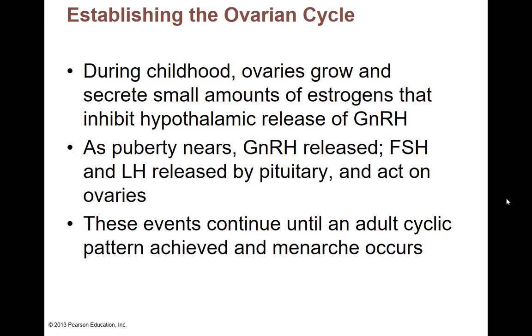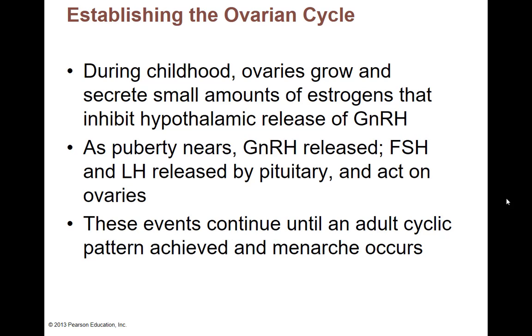During childhood, ovaries will continue to grow. When you're born, your ovaries are really small. As you get older and older, your ovaries start to grow. That's partly because there are small amounts of estrogen, not enough, generally keeping your hypothalamus inactive. As puberty starts to get nearer, around the age of 10, it doesn't mean puberty starts then, but around the age of 10, the gonadotropin-releasing hormone is released.